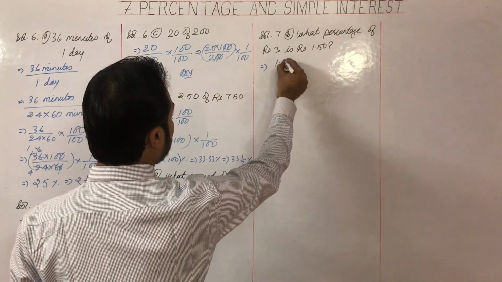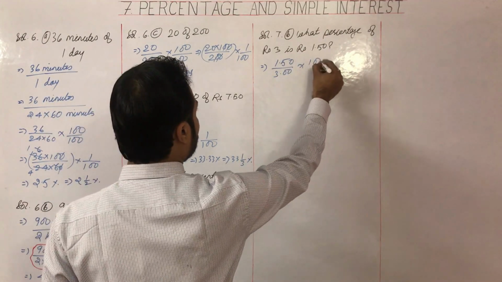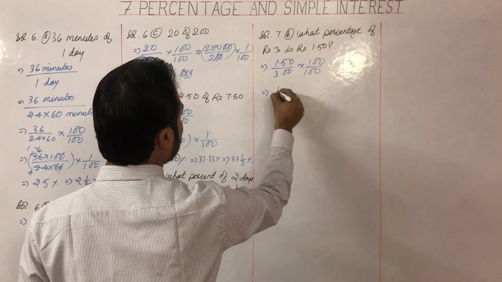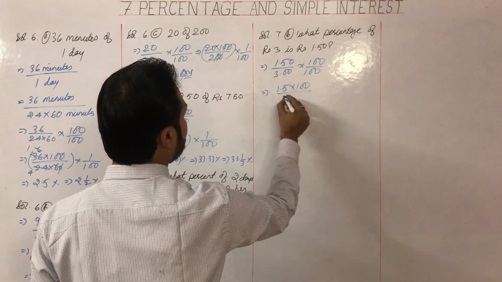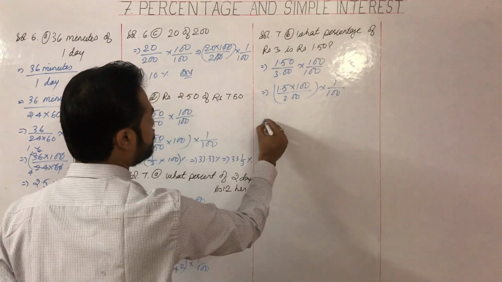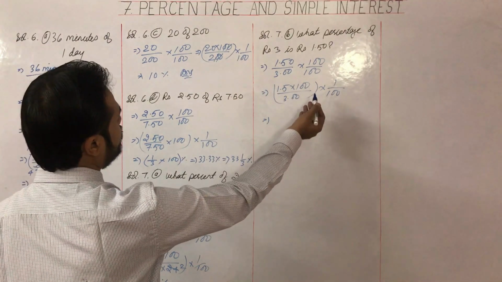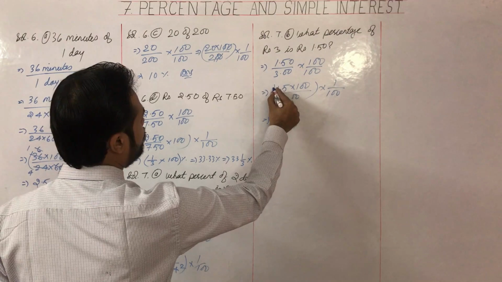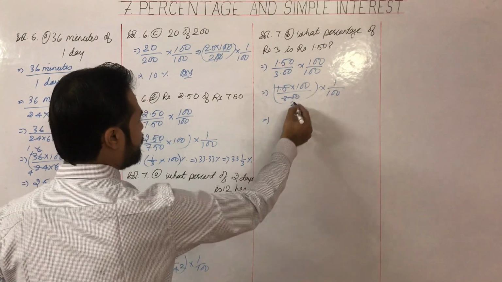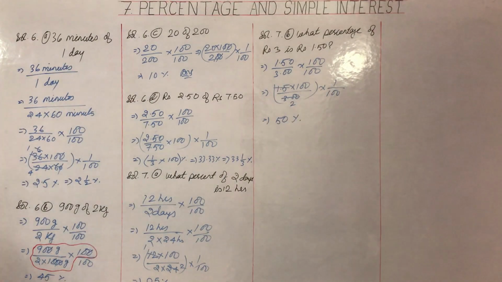Next, what percentage of rupees 3 is rupees 1.50? Again write 1.50 and 3.00, or 3, and multiply it by 100 and 100. 1.5 into 100 by 3 into 1 by 100, because the method is same, and 1.5 by 3. So 1.5 or 15, 3 or 30. So this is half, so 1 by 2, and 100 by 2 is 50. 50%. It means 1.50 is 50% of 3.